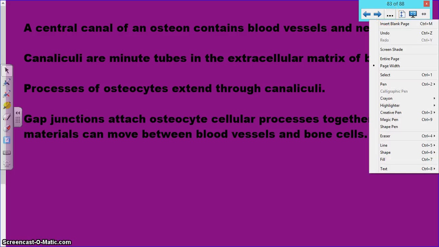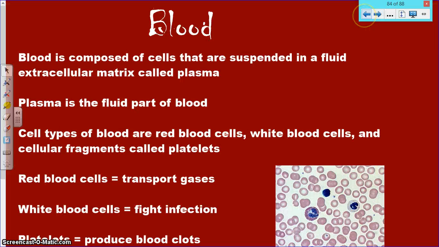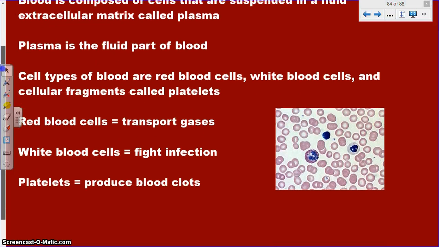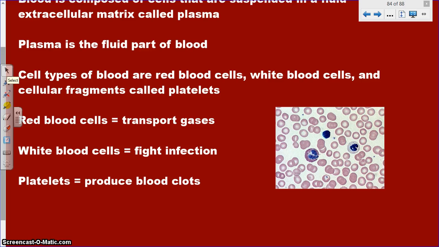Then if we go on, our last connective tissue is blood. Blood is composed of cells that are suspended in a fluid extracellular matrix called plasma. It's your only fluid tissue that's found in your body. The plasma is what we call the fluid part of the blood. It's composed mostly of water, some electrolytes, and then suspended in that blood are different cells. You've got your red blood cells, your white blood cells, and they have different functions.